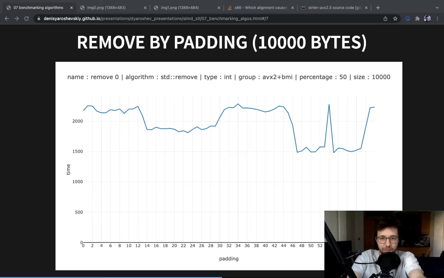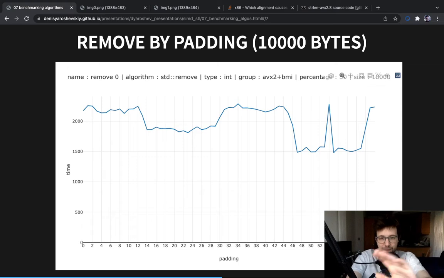Okay, let's see some numbers. This is std remove on 10,000 bytes of integers, so about 2,500 integers. Half of the elements are zeros. We're removing zeros. std remove is completely scalar code. There are no vector instructions. The difference between minimum and maximum is about 1.5 times. This is by padding, so I presume that we do see the code alignment effects here.